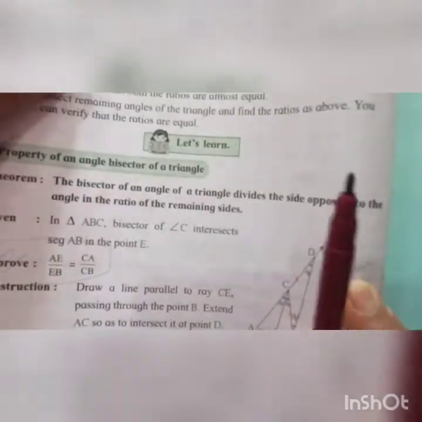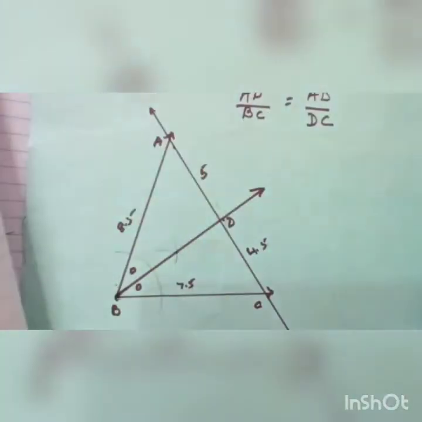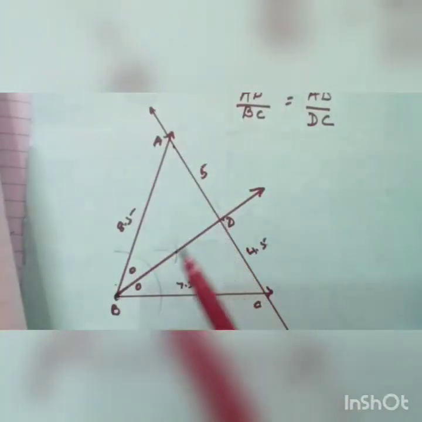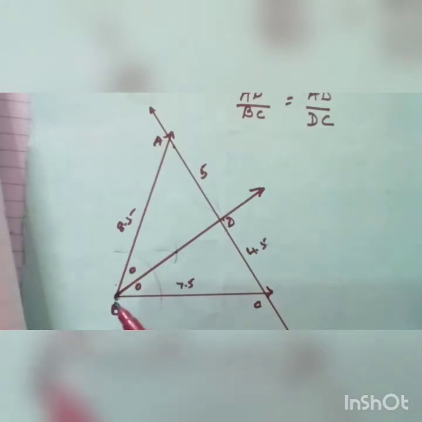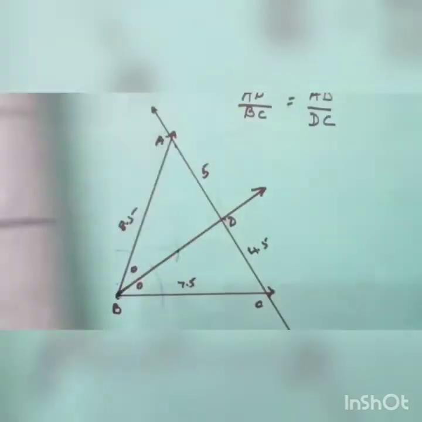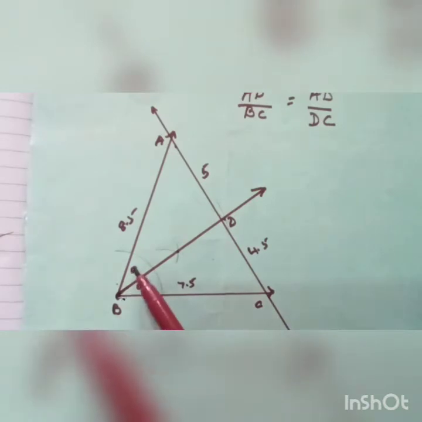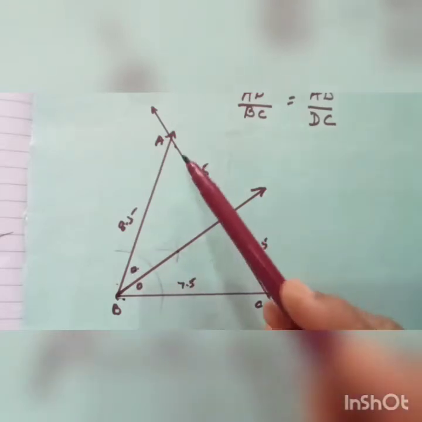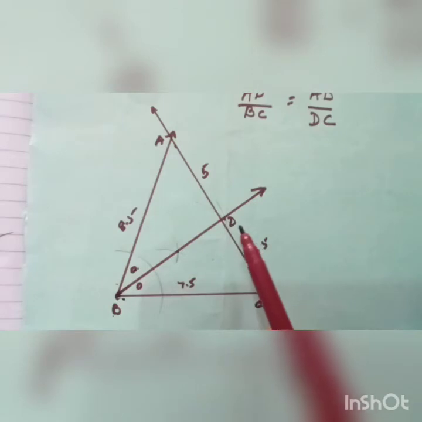The bisector of an angle of a triangle. This BD is the bisector of one angle. What does this do? It divides the side opposite to the angle. You should always see where is the angle. These two I have marked with equal circles. What does that signify? It signifies that angle ABD is equal to angle BDC.